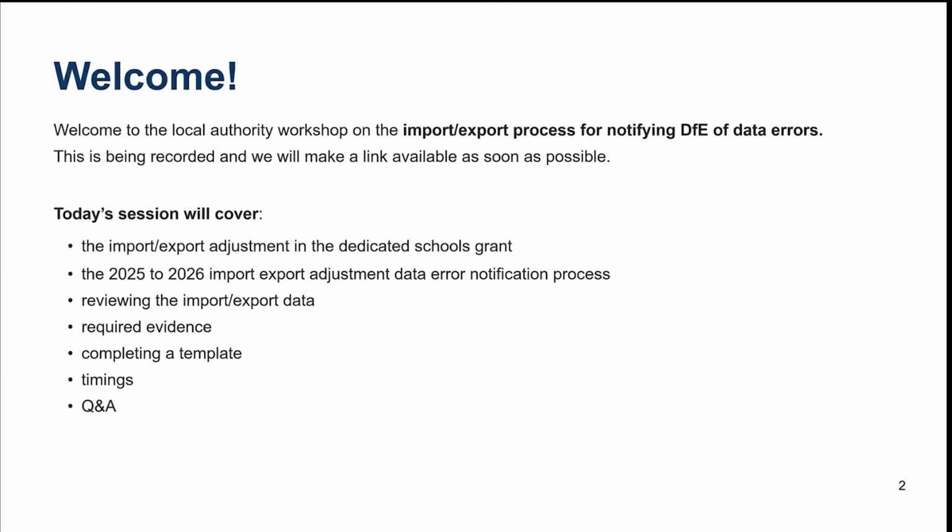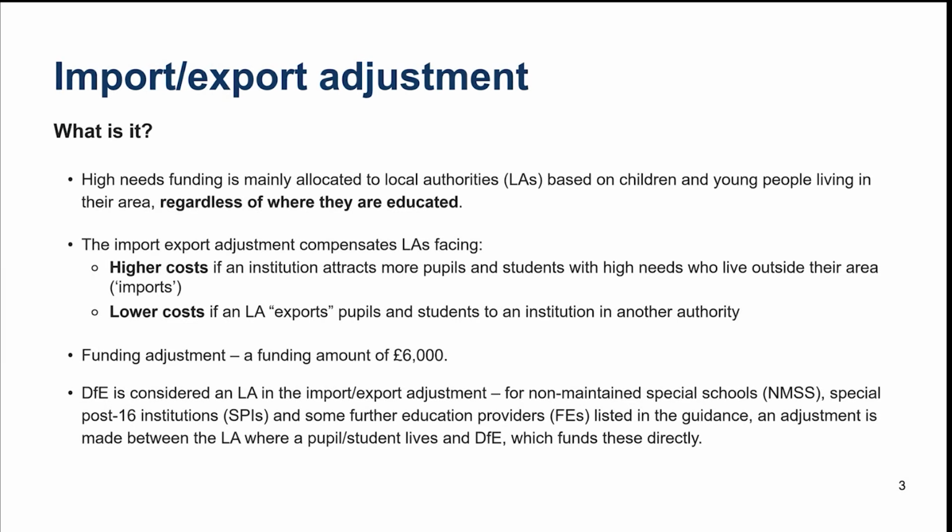And on to the next slide. So to start off with, what is the import-export adjustment? Now, this is explained in the guidance sent out last week, so I'm not going to go into great detail, but very briefly, most high needs funding within the DSG is allocated to local authorities based on the children and young people living in their area, regardless of where they're educated.